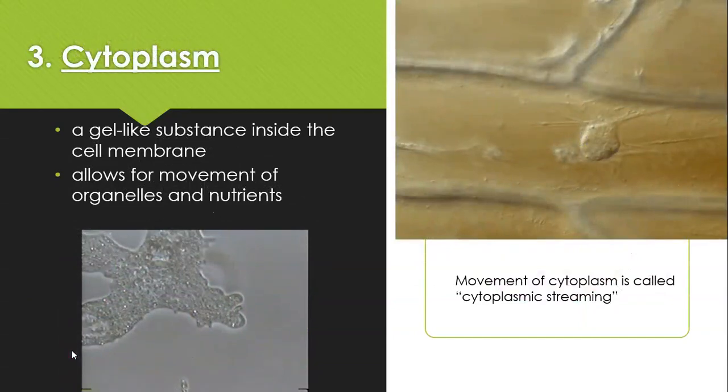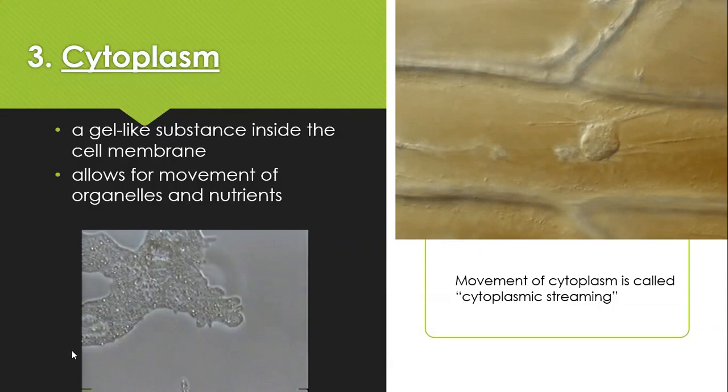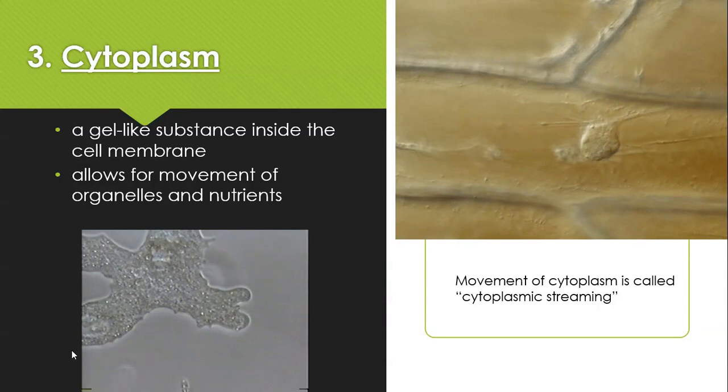Now, the cytoplasm is just a blanket term for everything found inside the cell membrane. The cytoplasm is a gel-like substance, and it gives the cell shape. It allows the organelles to be suspended in it.